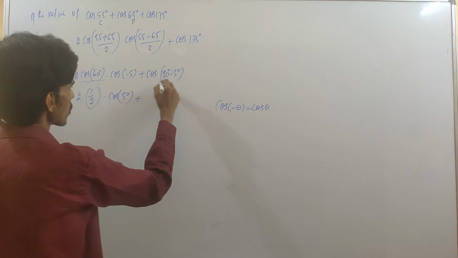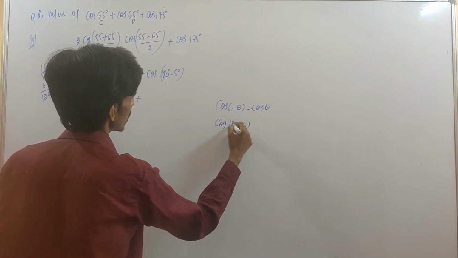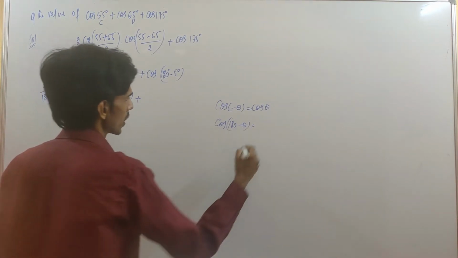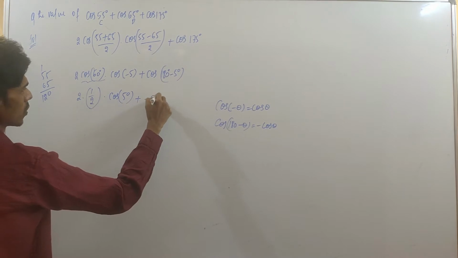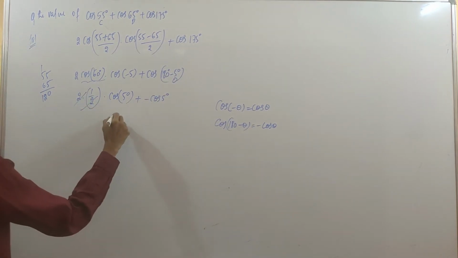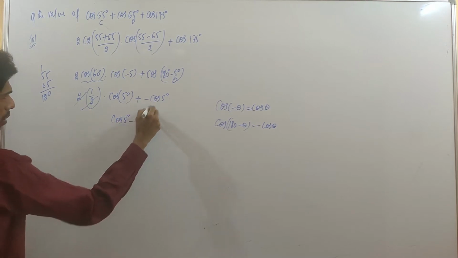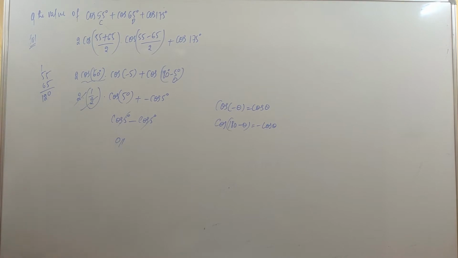This is in the form of cos 180 minus theta. Cos 180 minus theta is minus cos theta. So this will become minus cos 5 degree. Here these two will get cancelled. This is cos 5 degree minus cos 5 degree. So the value is 0.